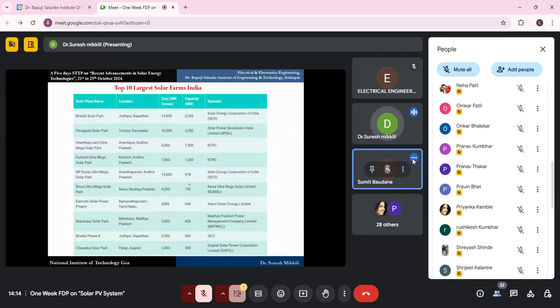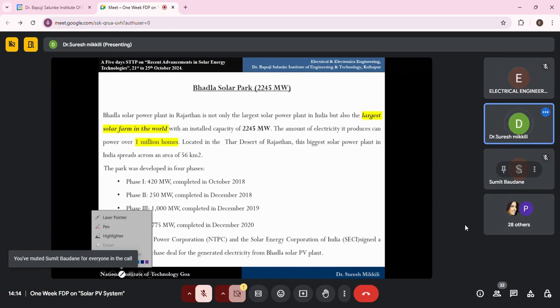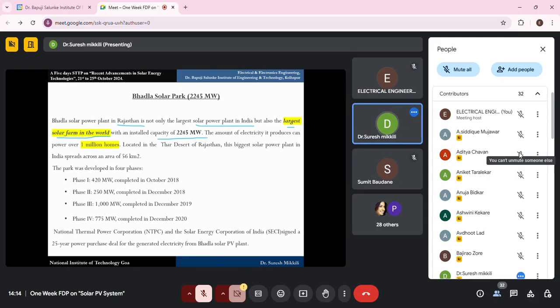We will see there are 10 largest solar farms in India. The first one is Bhadla Solar Park, in Rajasthan. It is not only the largest solar plant in India, it is the largest solar farm in the world. The installation capacity is 2245 megawatts.